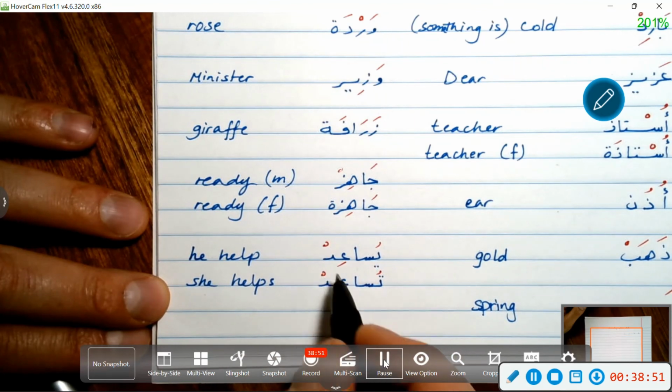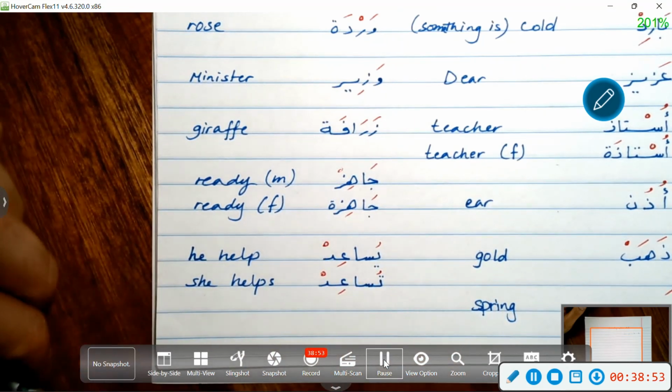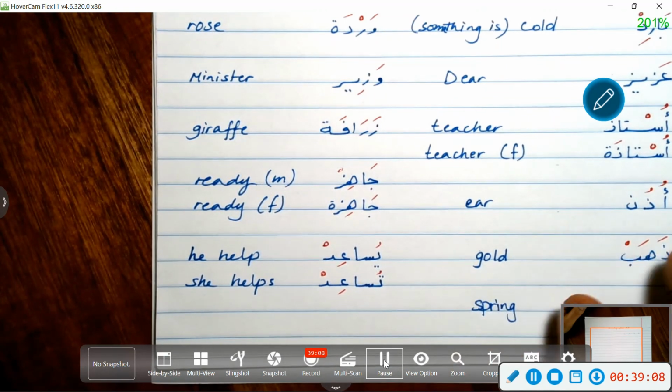And with this, we'll be done with the dal, dal, ra, zay, and a little practice of the harakat. Next time, we're going to study sin, shin, sad, dad, and we're going to practice more harakat. See you later in the next lesson.